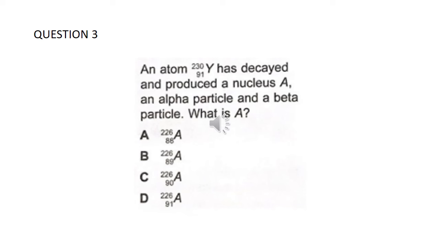Since all the choices have 226, we have no choice except checking the atomic number. Since the left hand side gives us atomic number of 91, the right hand side also must give us the sum of 91. Since alpha particle has 2 Z value and beta particle has -1 Z value, that will already give us a value of 1. So we're only left with 90, right? Because 91 take away 1 gives us 90, which is C.